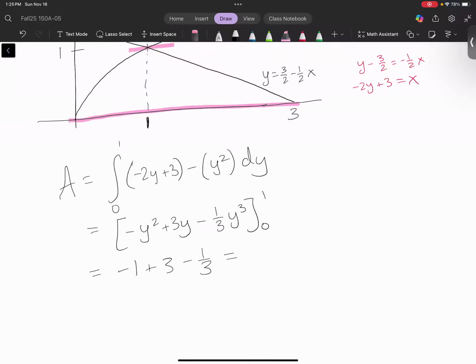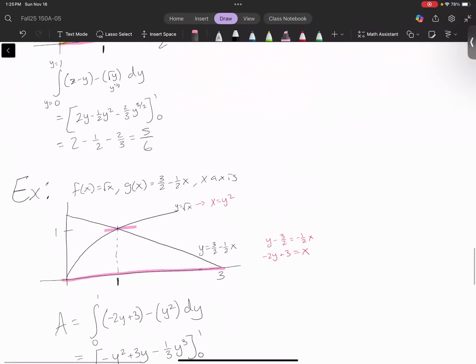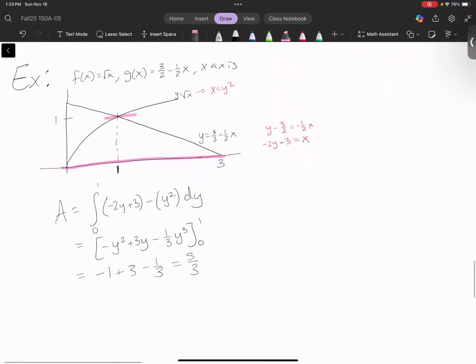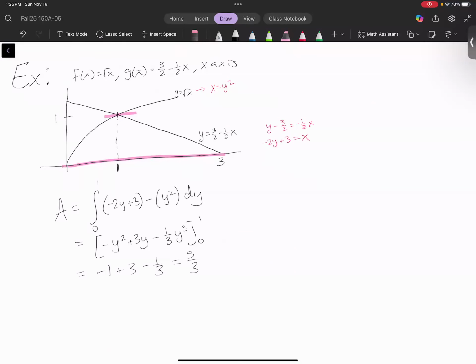which is 2 minus a third, 5/3, I believe. Hopefully that's right. Is that what we got last time? It is. It is what we got last time. Look at that, right? So it's another way to view integrals.